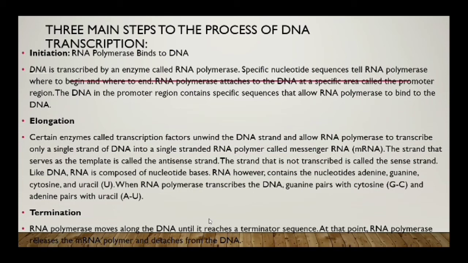Like DNA, RNA is composed of nucleotide bases. RNA, however, contains the nucleotides adenine, guanine, cytosine, and uracil. When RNA polymerase transcribes the DNA, guanine pairs with cytosine, and adenine pairs with uracil, or the U.